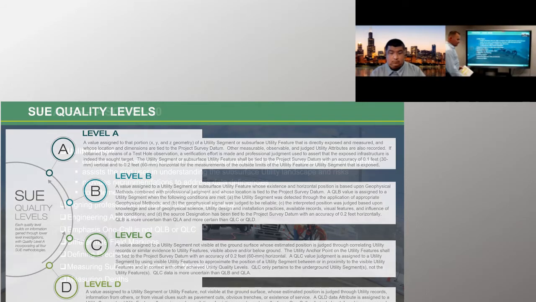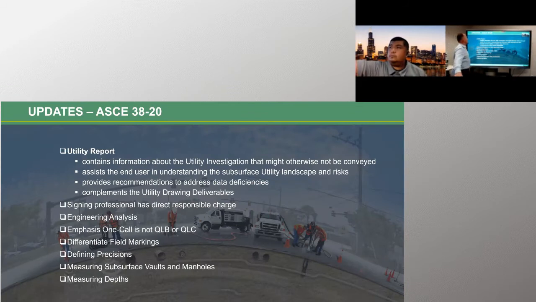Some of the updates to the standards. A utility report contains information about the utility investigation that might otherwise not be conveyed. There's a recommendation in assisting the end user in understanding the subsurface utility landscape and risks. Provides recommendations to address those data deficiencies, if any, and complements the utility drawing deliverables with the appropriate notes that might not be included in the actual deliverable. Signing professional has direct responsible charge. There is an engineering analysis component.